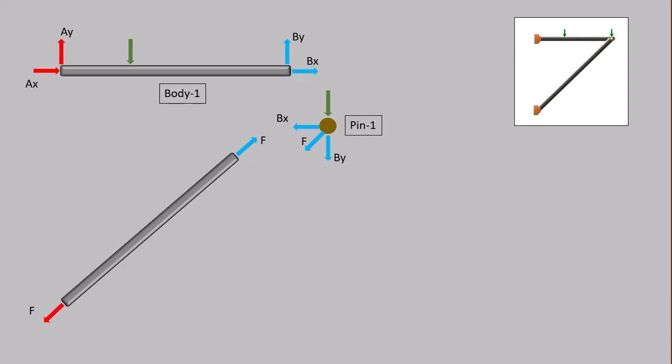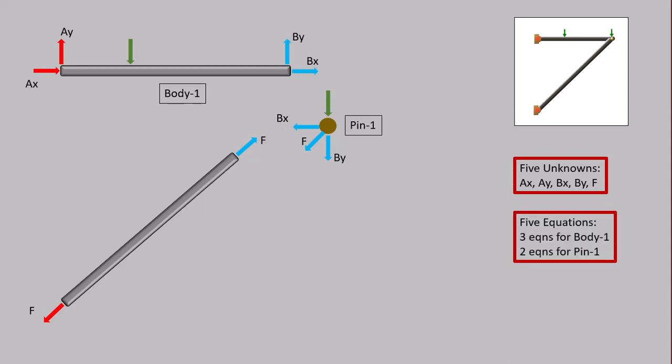So now the free body diagrams are drawn, and you can see some action-reaction pairs here, BX, BY, and action-reaction pair, F and F. So altogether, I can see that I have 5 unknowns, AX, AY, BX, BY, and F. And we have 5 equations.